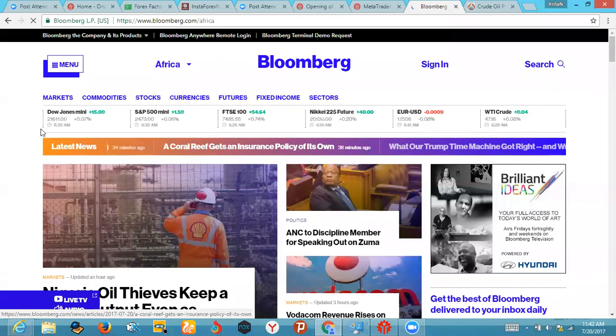As you can see, this is where you see the market. This is stocks. This is currency. This is futures. This is Euro USD. We go on currency here, and you will see the current news on currency. It's also important that you change this point.